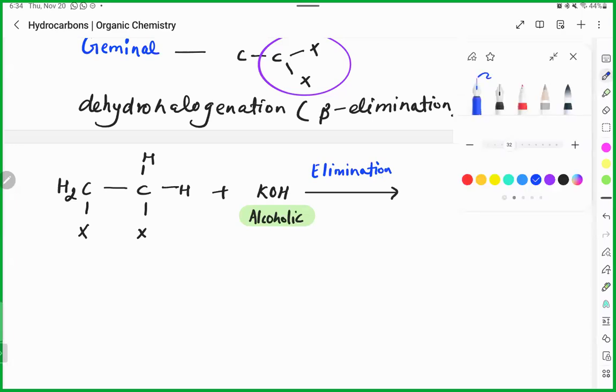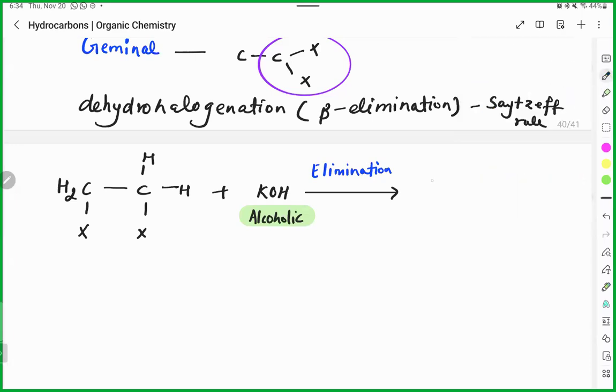So what should be the product, Anvita? Removal of halogen and hydrogen from the beta carbon. Hydrogen from the beta carbon, that's why it is a beta elimination reaction.